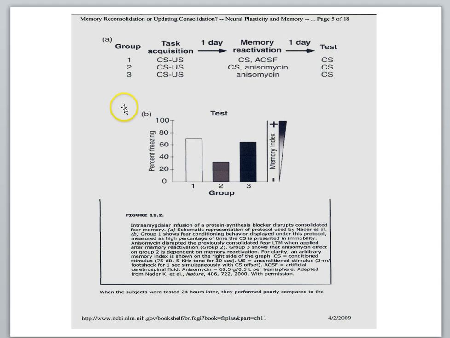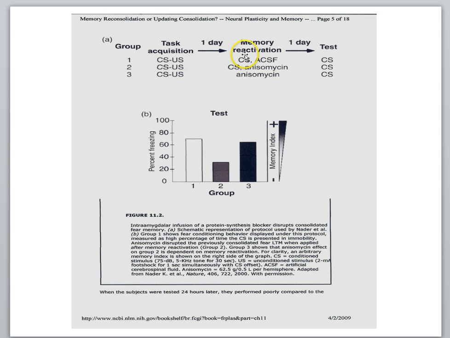Now here we'll come back to Karim Nader's work in the early 2000s. The ECS experiments were done decades before, but he had a similar sort of design. So again, it's a fear conditioning paradigm, and they're going to be measuring percent freezing. When the fearful stimulus comes along, animals often just freeze. They stop moving. So here is the logic of the experiment. We've got group 1, group 2, everybody's trained, right?